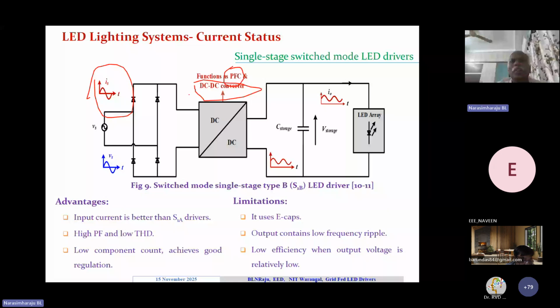Discontinuous mode. When we design this DC-DC converter in the discontinuous conduction mode, we can understand that the converter operates like a voltage follower, so that the inductor current, the peak current of this discontinuous inductor current, will follow the sinusoidal boundary of the rectified signal.